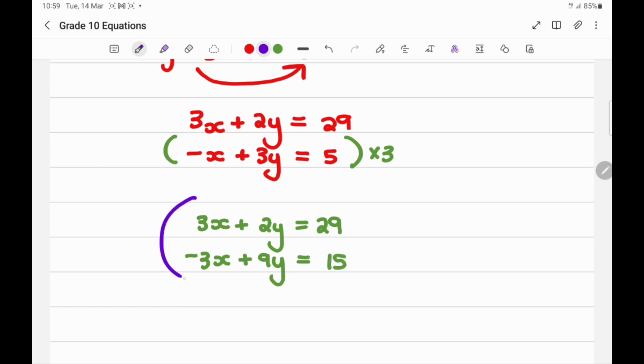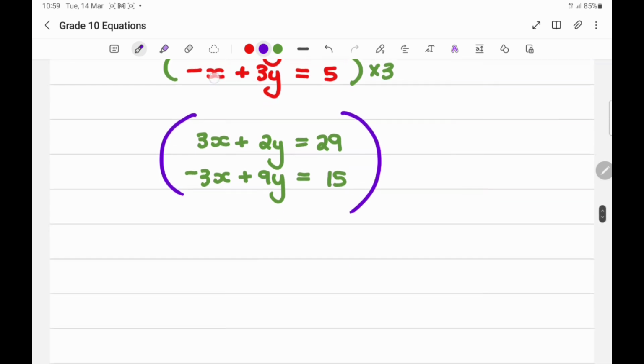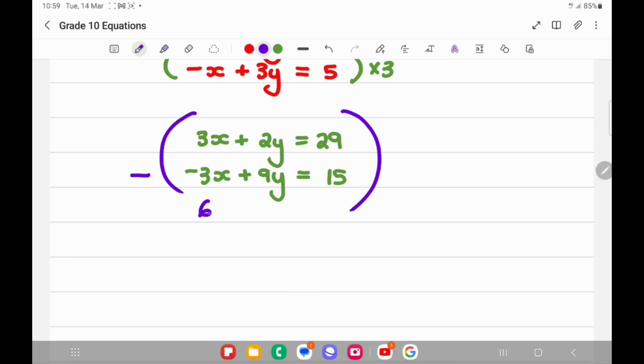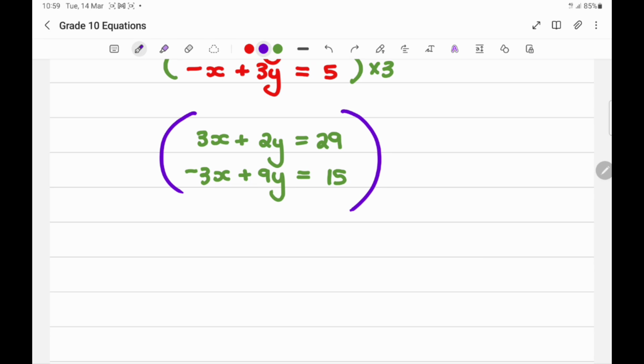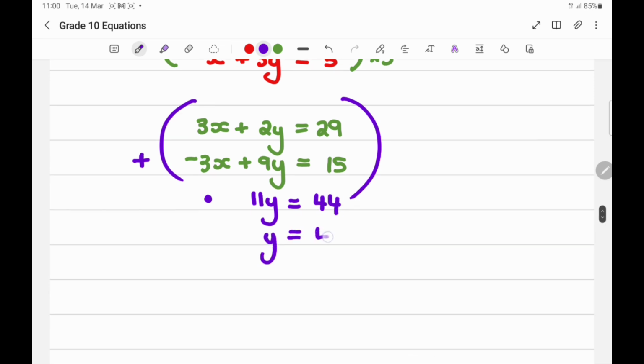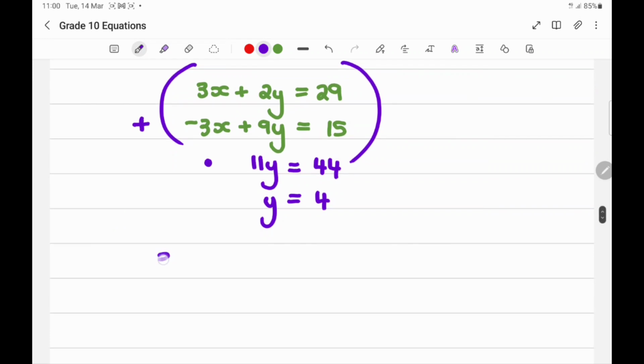So now I need to ask myself, do I need to add or subtract? If I would subtract, I would have 3x minus minus, which will become a plus, which will leave me with 6x, which is not what I want. So I need to add the two equations. So 3x plus negative 3x falls away. 2 plus 9 is 11y is equal to 29 plus 15, which gives you 44. And that gives you that y is 4. Take y is 4 and replace it into, so I'm going to take the top equation.